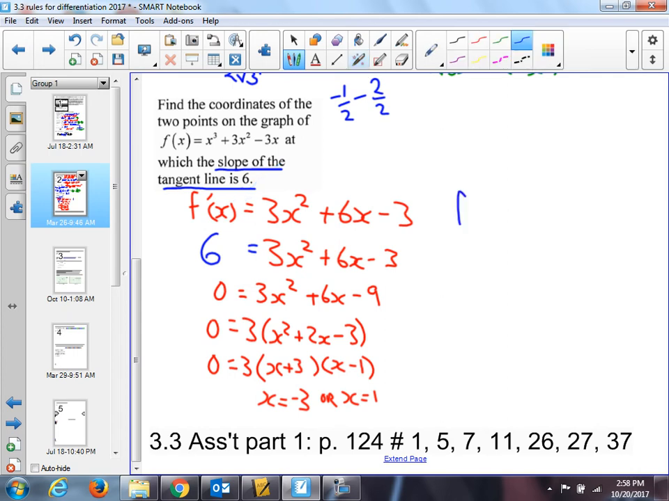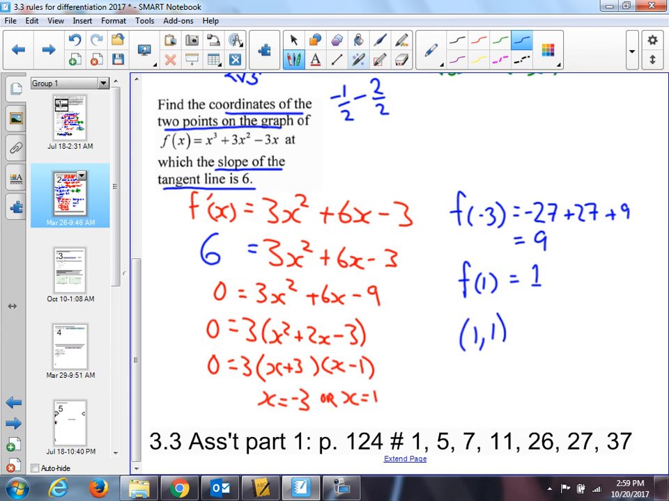I'll use a different color here. F of negative 3, and that's just arithmetic. Negative 27 plus 27. That makes it easy. So that's the arithmetic there. We've got negative 3 comma 9. Okay, so that's equal to 9. Then the other one, f of 1, well, that's easier. 3 minus 3, yeah, it's 1. Okay, so my coordinates, 2 points on the graph where the slope of the tangent line is 6, are 1 comma 1 and negative 3 comma 9.